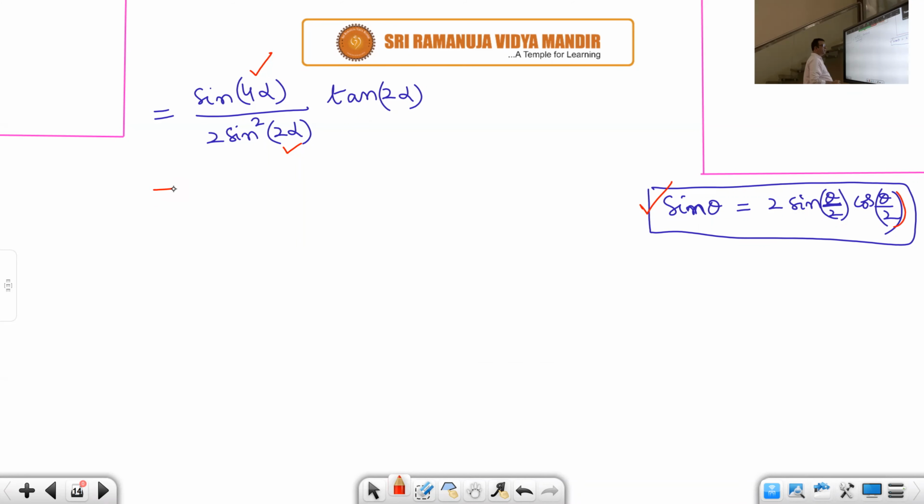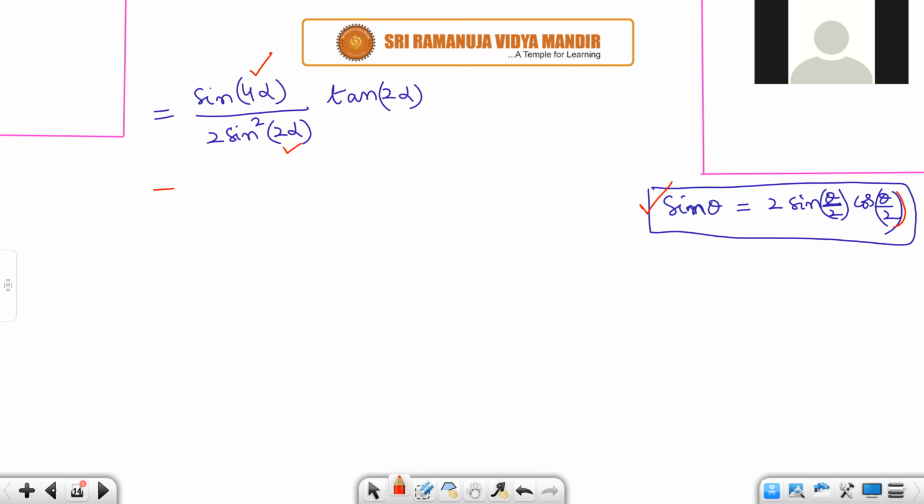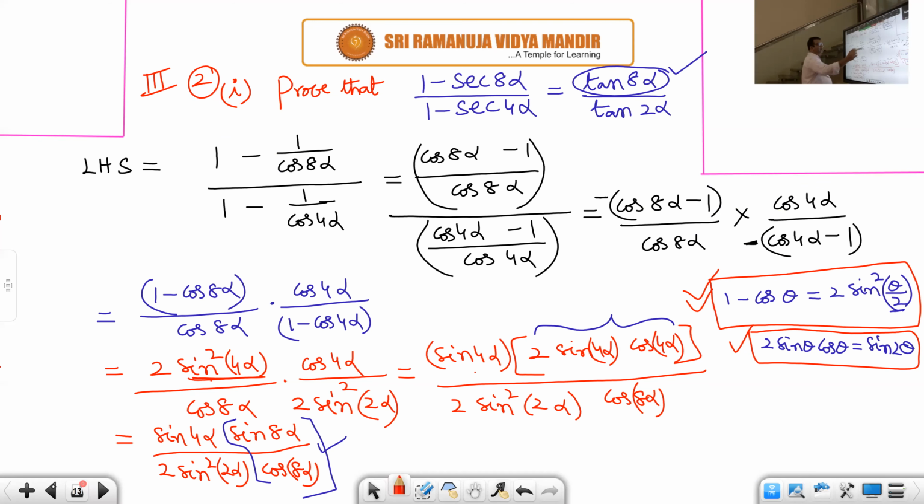Sir, I have a doubt. Can we write 2 sin square 2 alpha using the formula cos 2a is equal to 1 minus 2 sin square a, sir? No. Sin 4 alpha will split. See what we have to prove, that you should keep in mind. Go back. What is on the right hand side? Please read. Tan 8 alpha by tan 2 alpha, sir.